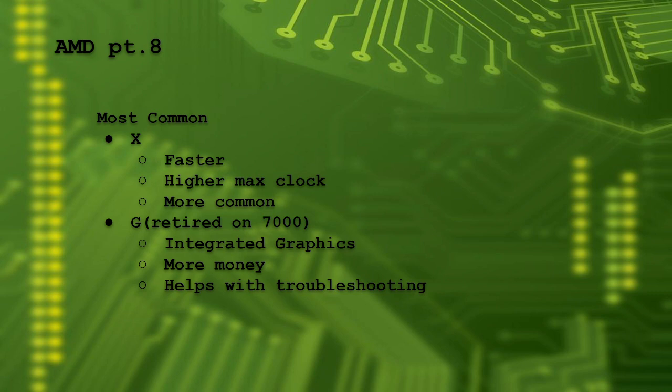So, all 7000 CPUs do have integrated graphics. There's no option to not have it, but any CPU with a G prior to 7000 has an iGPU.